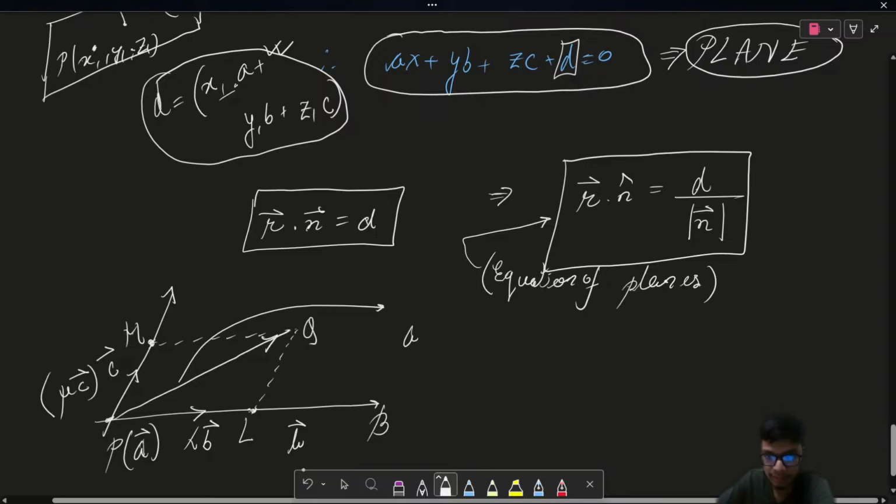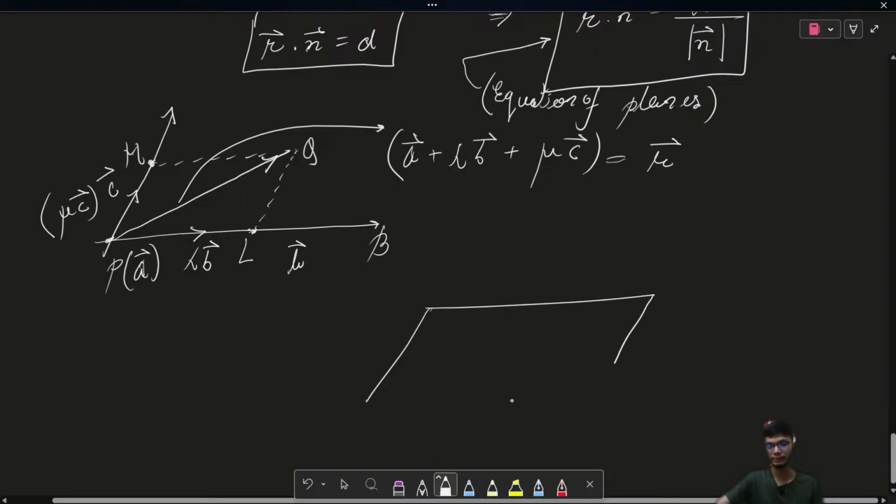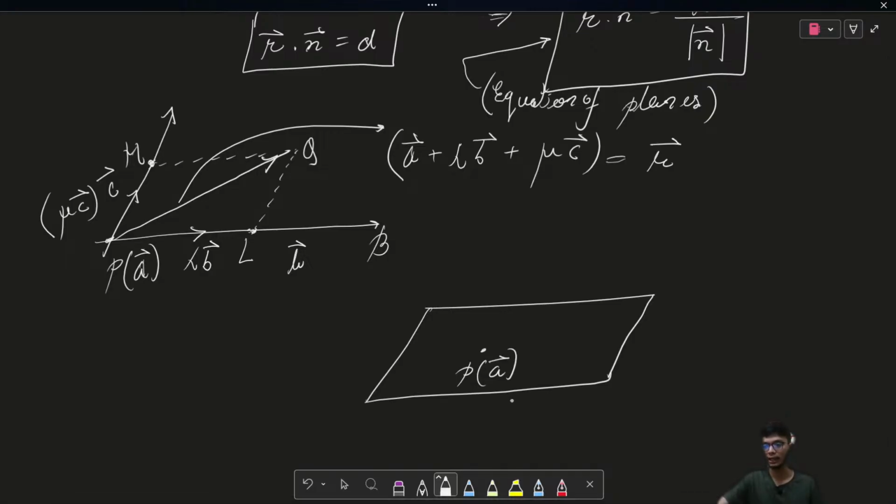So PQ vector can be written as A vector plus lambda times of B vector plus some mu times of C vector. So this combination of vectors, if I'm calling it as a general vector R, can also be given as the equation of a plane passing through a given point and parallel to two given vectors. Okay, so if I have to write the equation of a plane, let us say this is my equation of the plane, which is passing through a given point, which is P, whose position vector is A, and is parallel to two given vectors.